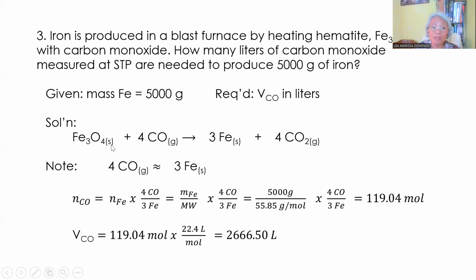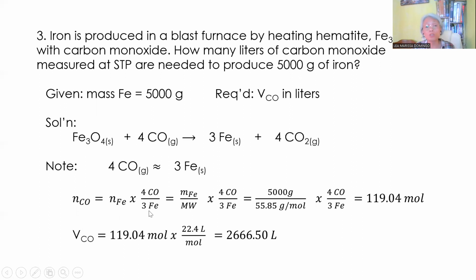Okay, so the balanced equation is written here. So we have 1 mole of hematite plus 4 moles of carbon monoxide to produce 3 moles of solid iron plus 4 moles of gaseous carbon dioxide. We will only be needing the relationship between carbon monoxide and iron. So we have 4 moles of carbon monoxide equivalent to 3 moles of iron. Eh, ang binigay sa atin, hindi naman moles, 5,000 grams ng iron. So dapat alamin natin yung equivalent na number of moles sa 5,000 grams.